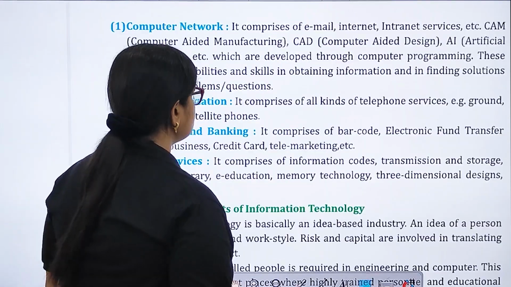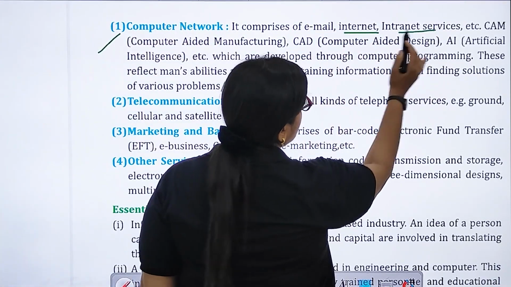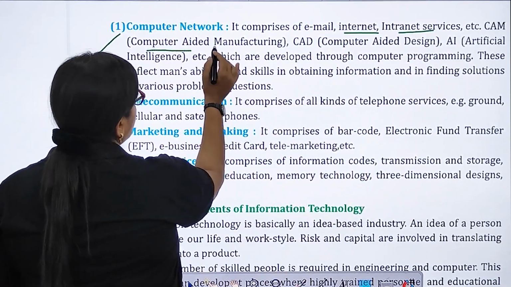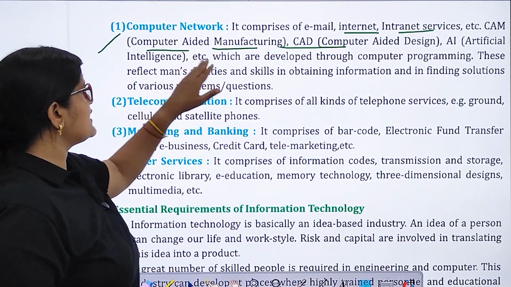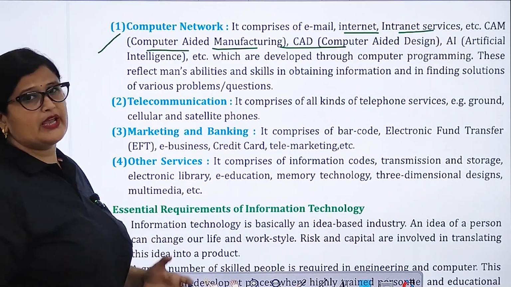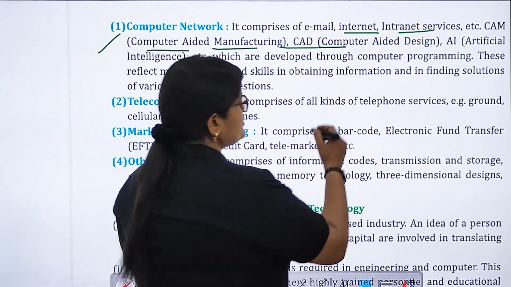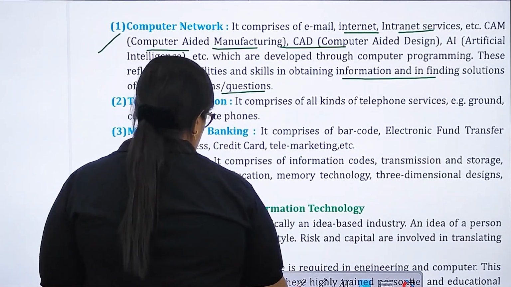Which sections? Computer network. It comprises email, internet services, etc. CAM, computer-aided manufacturing, computer-aided design, artificial intelligence, etc., which are developed through computer programming. These reflect man's abilities and skills in obtaining information and in finding solutions to various problems and questions.